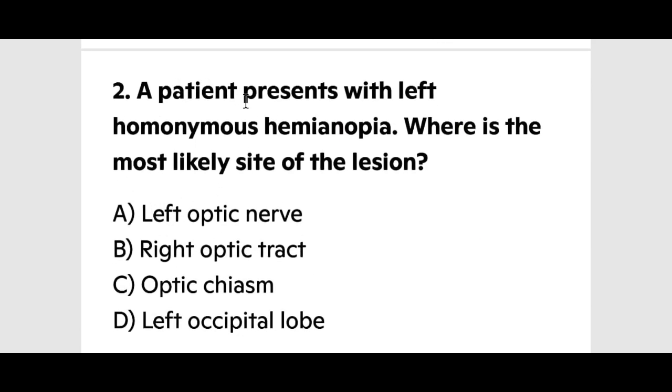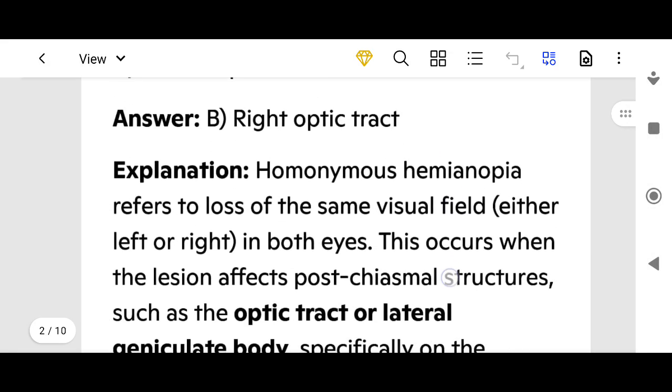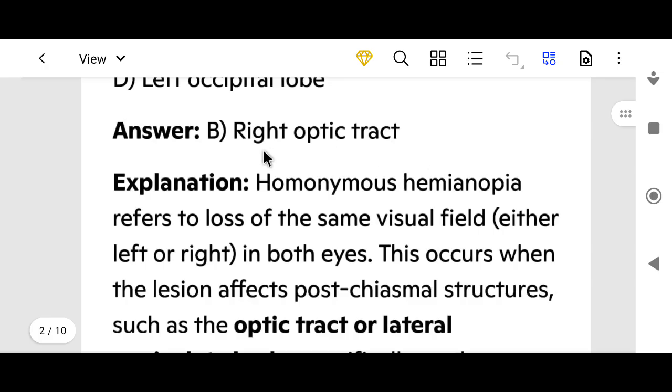A patient presents with left homonymous hemianopia. Where is the most likely site of the lesion? What is the answer? The answer is option B, right optic tract.